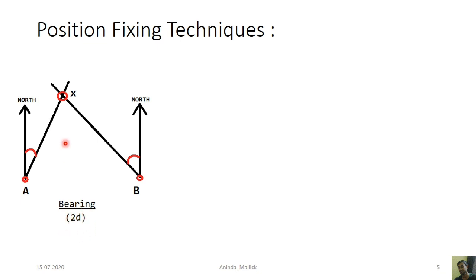In the case of bearing, suppose you want to know the position of x. For this, a known point is required. In this case, the position of A is known, and this is the north direction. So you can find the position of x by this much angle in the clockwise direction. And if you know the position of B, you can find the position of x by this much angle in the anti-clockwise direction. So this is bearing.